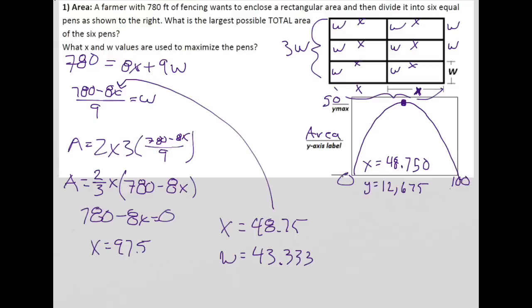So we get x and we get w, and then it wants to know the total area, so we multiply those two together, and then we've got 6 of those pens, so we are going to get a total area of 12,675, which we actually already knew, because that's what that y value right there was telling us.